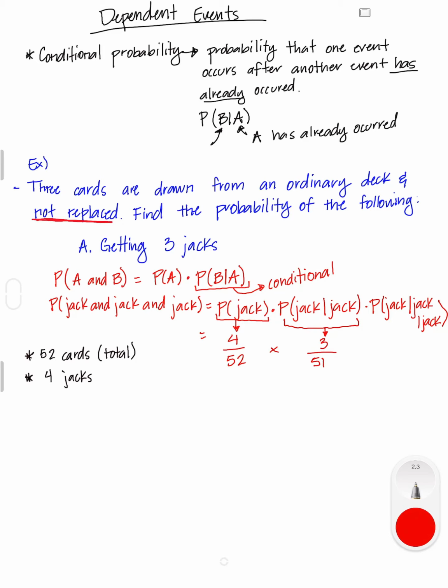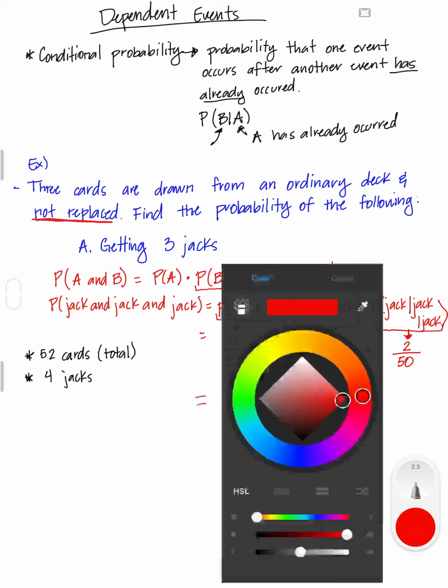We took one jack, but that means that we also took a card out of the deck. So there are not 52 cards anymore. There's only 51. And then for the last one, because we already took the first jack and the second jack, that means that there's only 2 jacks left, and 50 cards in total.